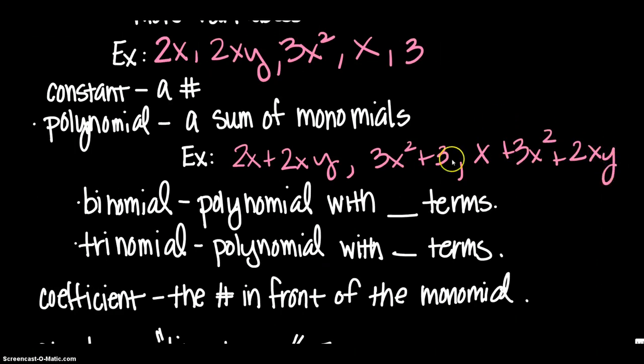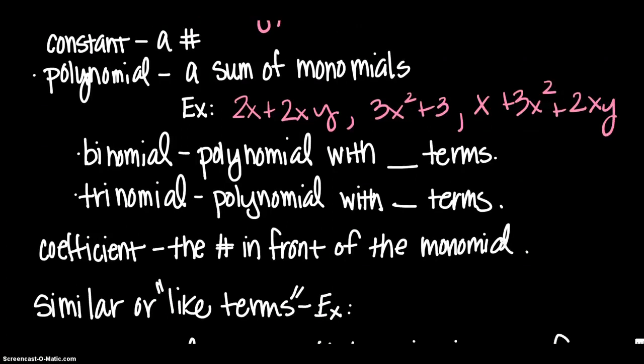So in all of them, right, they can be added together. A 2x cannot be added with an xy. A 3x squared cannot be added with a 3. Only x squared can go with x squared, so numbers go with numbers. And x can't be added to x squared or xy. They all have different variables, and we can only add like terms, which we'll get to in the future, but you should know that by now.